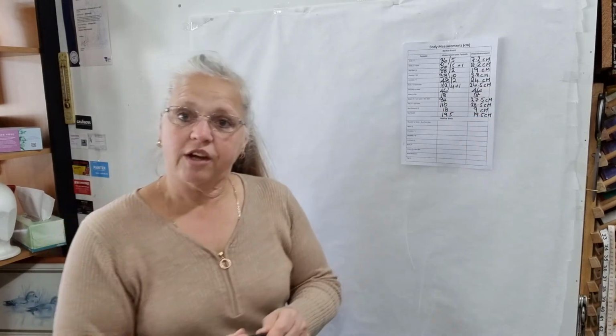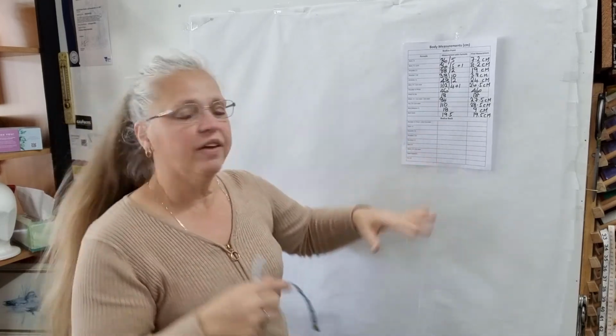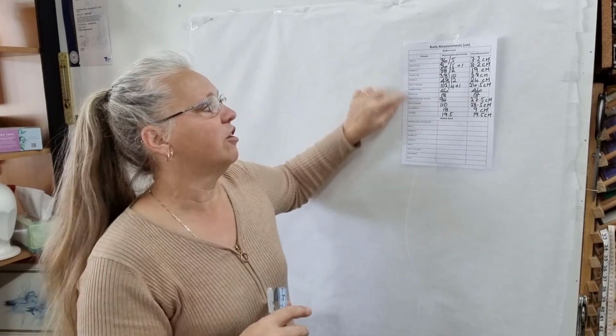Okay, so that's the only measurements that we need to take for our bodice. Now these other measurements here, these are just going to be variations on the measurements that we've already taken. So 10 measurements and we're ready to get going.